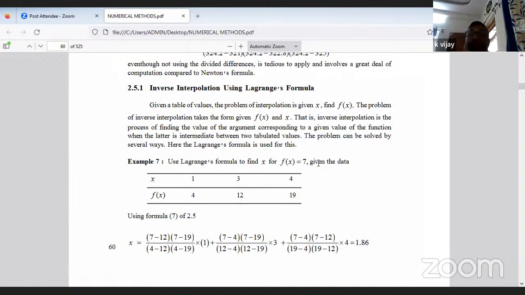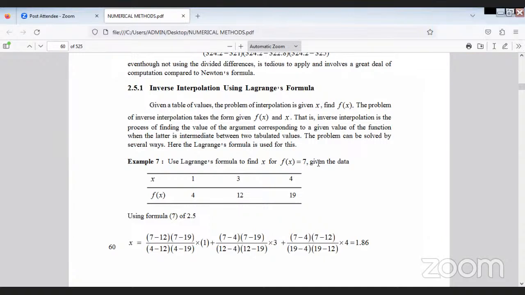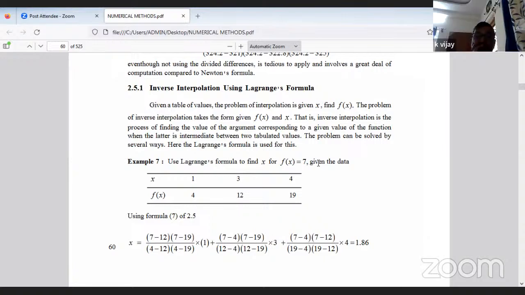Inverse interpolation formula for using Lagrange's formula. The problem of inverse interpolation is the process of finding the value of the argument corresponding to the function. When the value is intermediate between the tabulated values, the problem can be solved in several ways. The Lagrange's formula is given here. F of x is equal to 1, 3, 4, 12, 19.